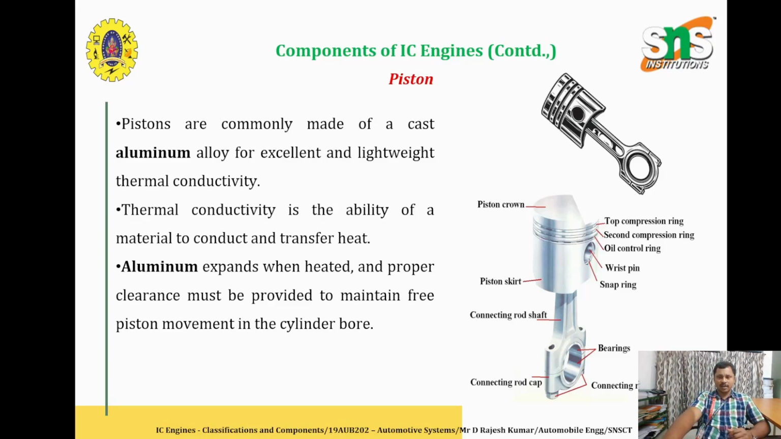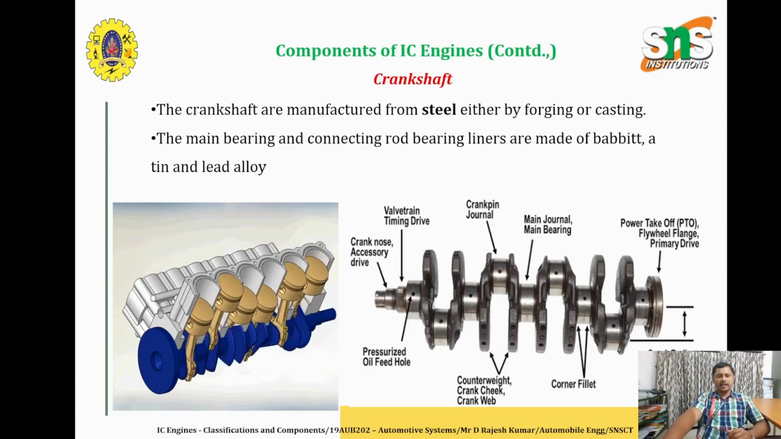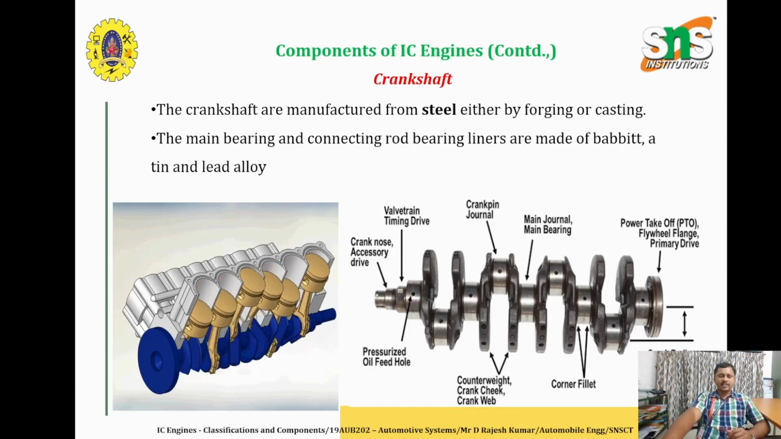So that is the second component. You can see the major components of the piston. Top is called the piston crown, compression ring. There are two compression rings and one oil ring, and there is another thing called the piston skirt, and connecting rod cap, bearings. These are the components of a piston. So this is how the piston is reciprocating, and it is coupled with a crankshaft. This reciprocating motion is always converted into a rotary motion by the action of the connecting rod on the crankshaft.